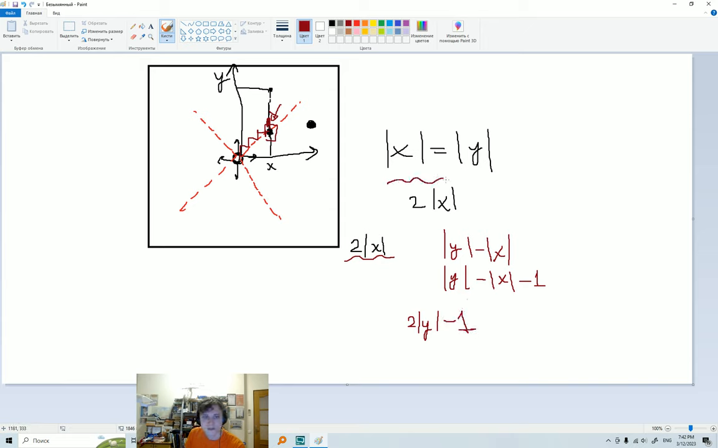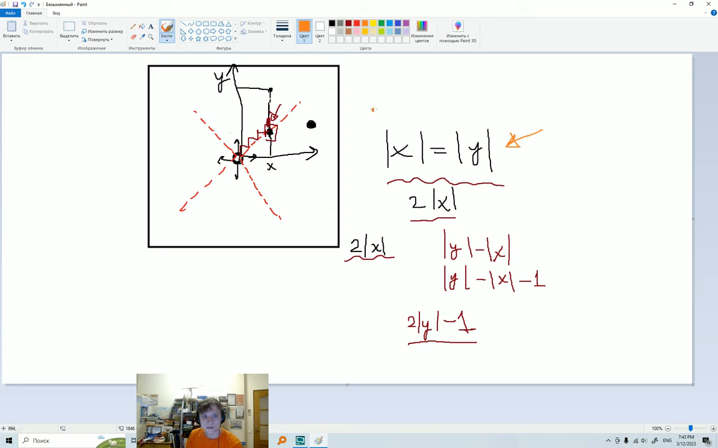So if the moduli are equal, when I say modulus, it is absolute value, because in Russian it's the same word. So if two absolute values are equal, we just take one of them twice. Else we take the maximum of them twice and subtract 1. This is the answer. Why is it optimal? Well, because you can prove that you cannot do faster. In this case, it is easy to prove that you cannot do faster, because you just need two ups x moves. You cannot make less of them.